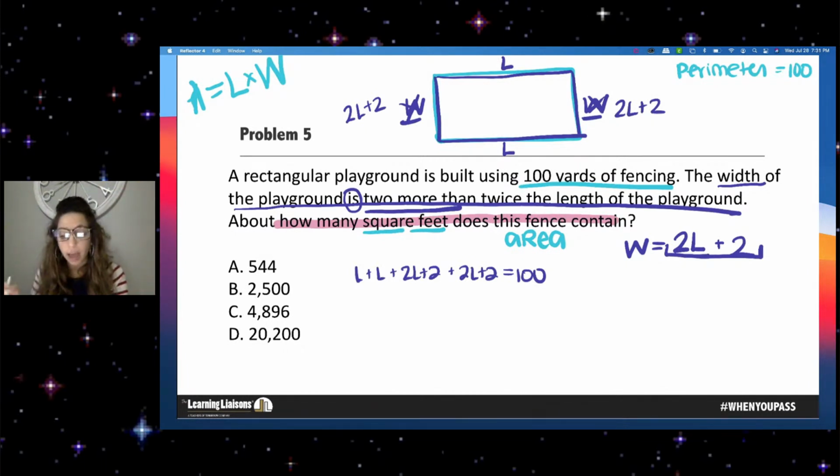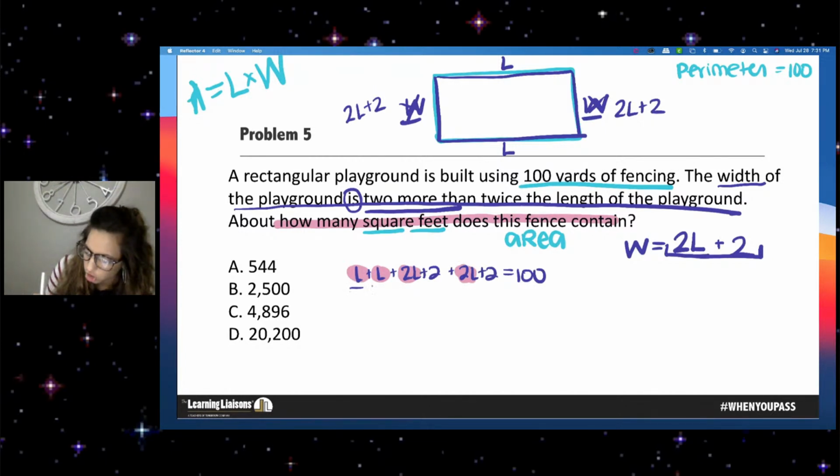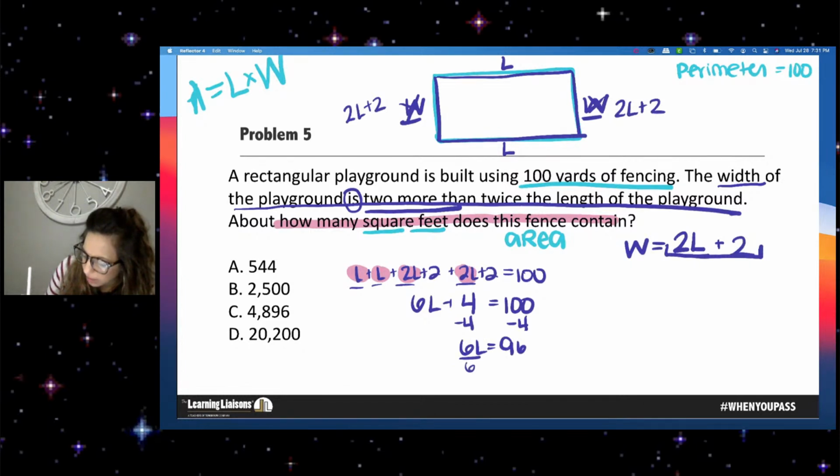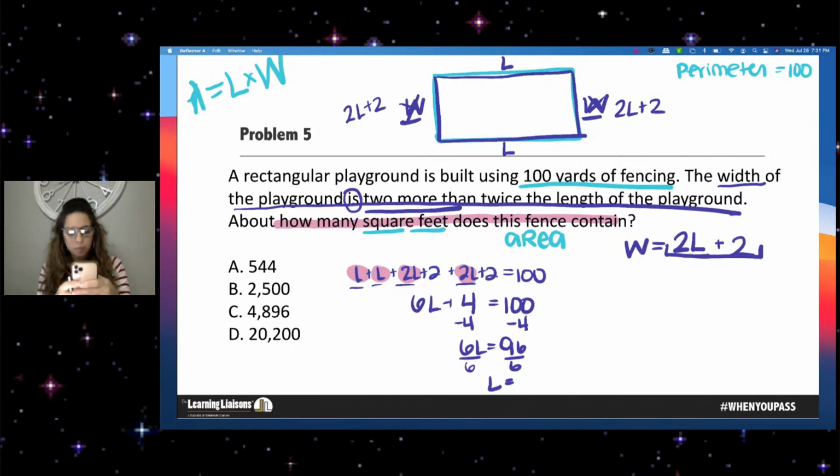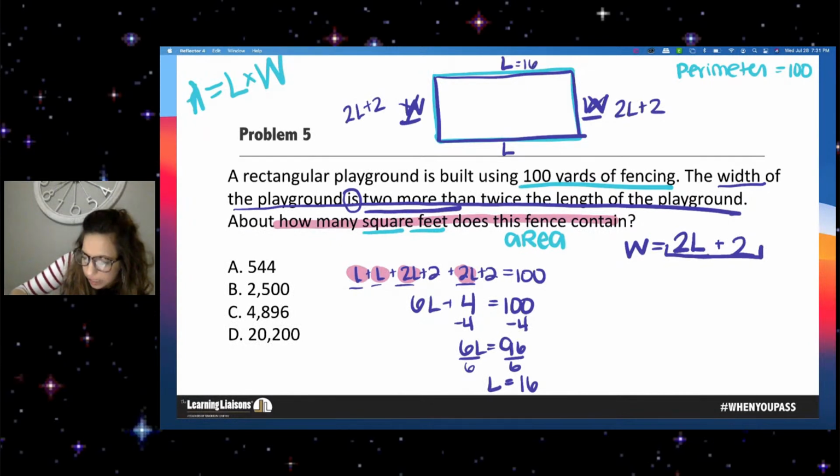Let's go ahead and add all of our L's together, because keep in mind, you can only add things that are alike. So you can only add the L's together and then the other things together. So 1, 2, 3, 4, 5, 6L plus 4 equals 100. Subtract 4 from both sides. 6L equals 96. Divide both sides by 6, and L equals 16.